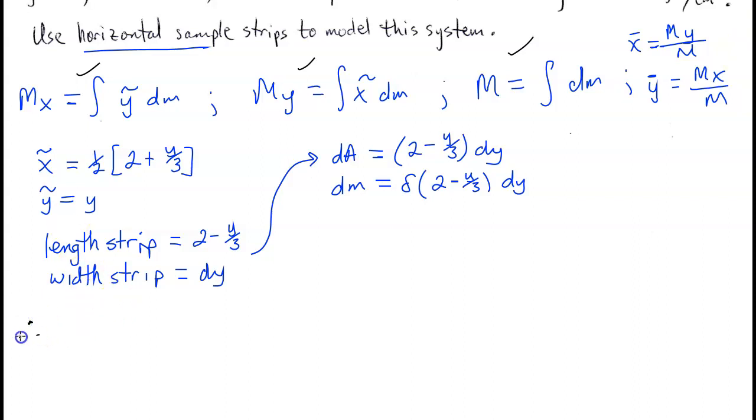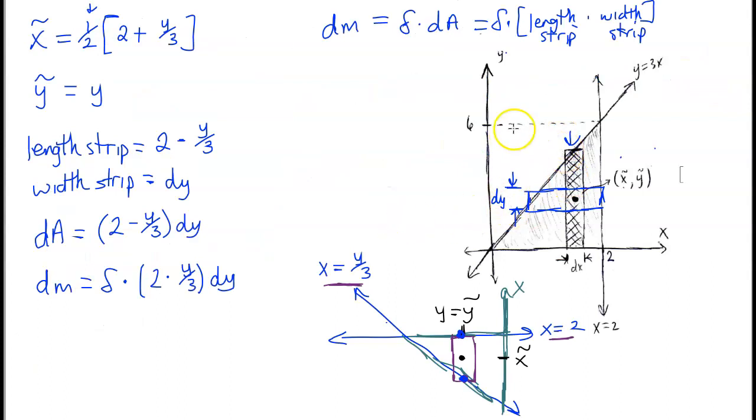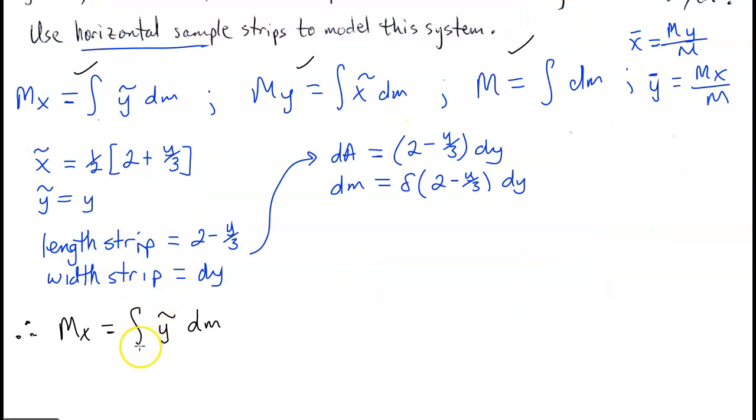So therefore, if I take the moment about x, that's going to be the integral of y tilde dm. And so now we need to identify what the limits of integration are going to be. Remember that when we did the vertical strips, it was from 0 to 2 here. But now, since we are integrating with respect to y, this should be from 0 to 6, okay? So we're going to say from 0 to 6.